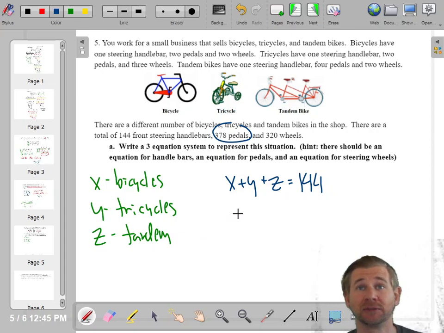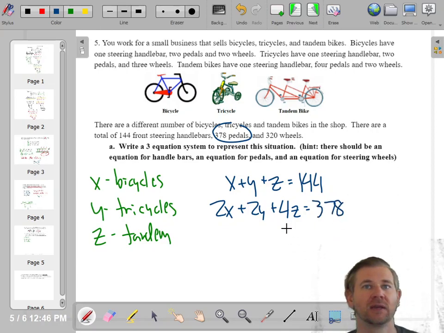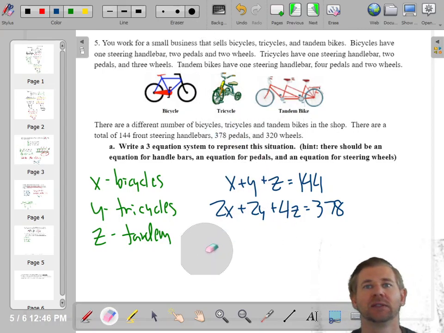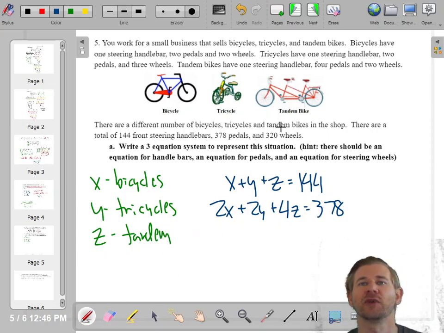Second one has to do with pedals. On a bicycle, bicycles have 2 pedals, so 2x. Tricycles have 2 pedals, 2y. But on a tandem bike, there are 1, 2, 3, 4 pedals. So it's 4z equals 378. It's kind of tricky. There's 2 pedals on a bike, 2 pedals on a trike, but since there's 2 sets of 2, there are 4 pedals on a tandem bike. That was a haiku.